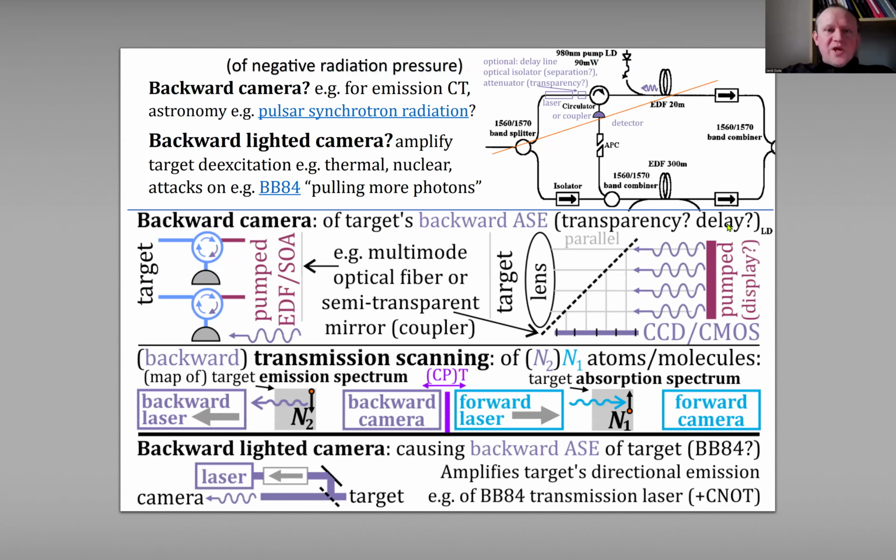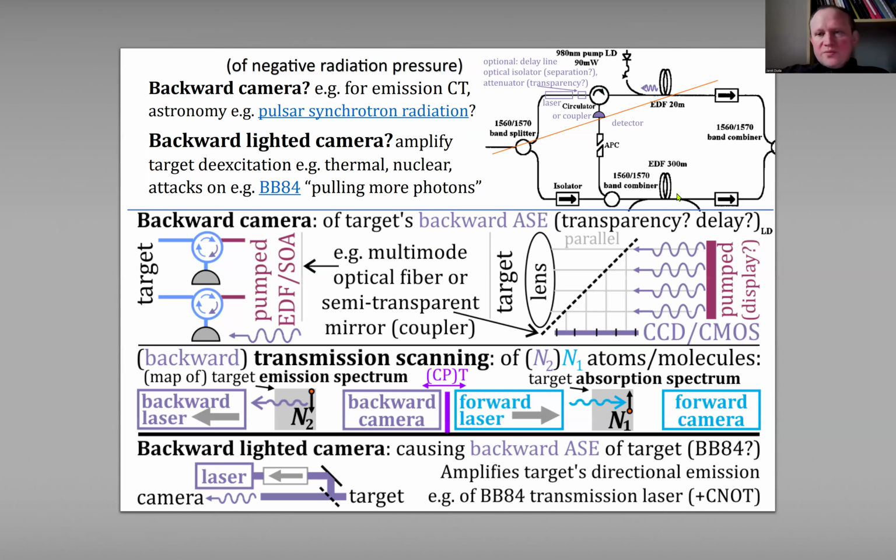Okay, so now going to this backward camera. We have something which pulls photons, hopefully with negative radiation pressure. So the question is, we would like to measure how strongly the target pulls photons from us with negative radiation pressure, with stimulated emission cost. So how to do it?